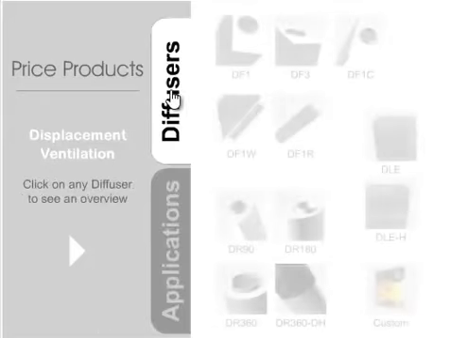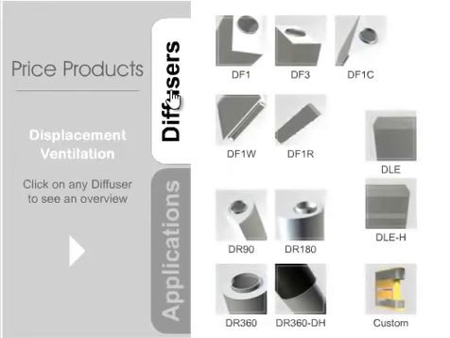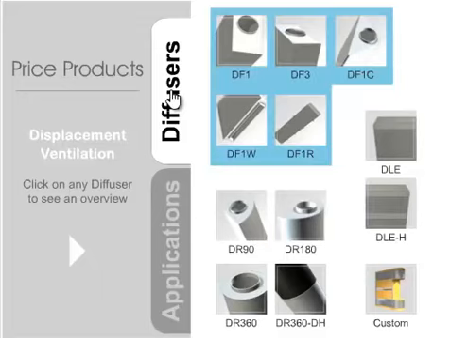Price Industries has 3 main displacement ventilation product families. Each family offers countless variations of sizes, shapes, and finishes. The DF series, which stands for Displacement Flat Face Series, includes the DF1, a one-way unit, the DF3, a 3-way unit, the DF1C, a corner unit, the DF1W, a wall-mounted unit, and the DF1R, a recess unit.